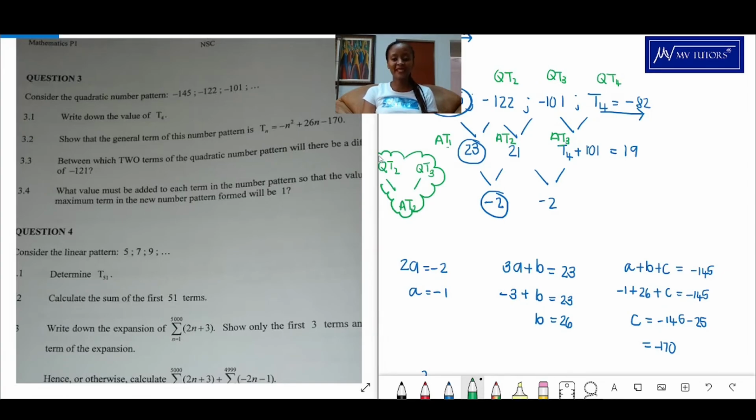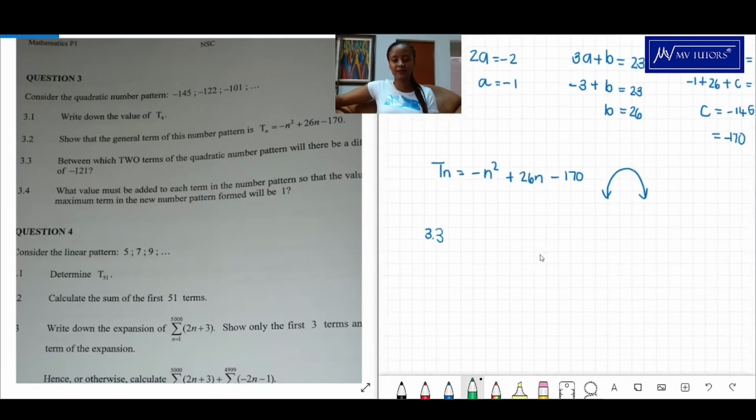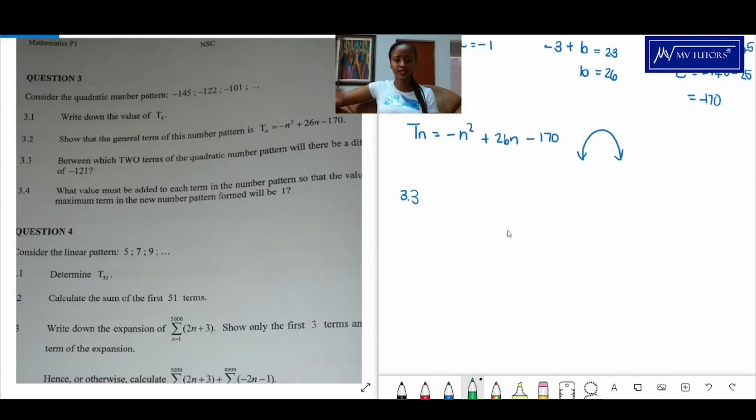So basically, if I'm looking for the difference of -121, I need to solve for n and see where that is in my arithmetic series. So let us do it. Let us solve it.